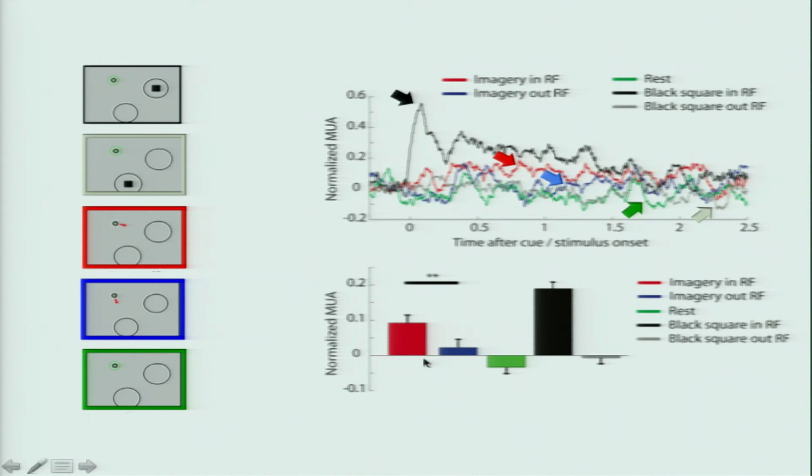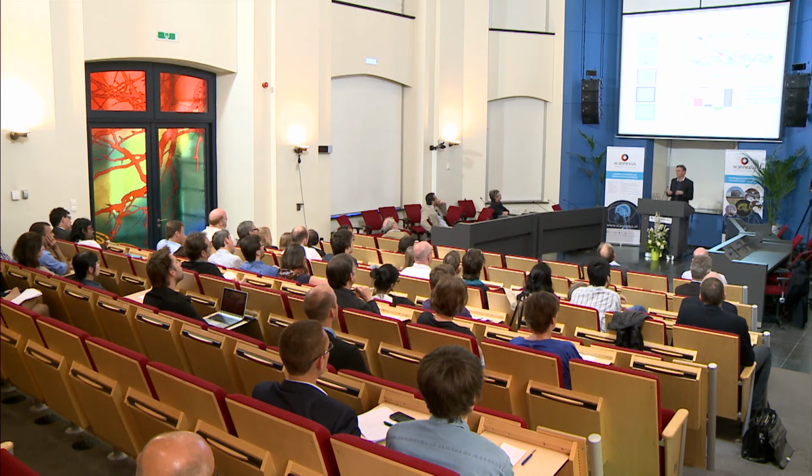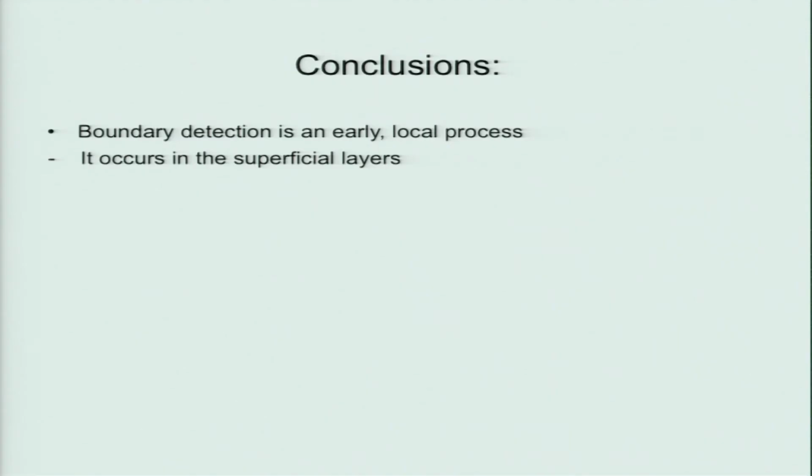So here the subject was imagining something in the receptive field, and here the subject was imagining something outside the receptive field. So this is an exception where we see that imagery can actually activate spiking activity in early visual cortex. Now we don't know yet whether this is area V1 or area V2. Okay, so let me phrase my conclusions.